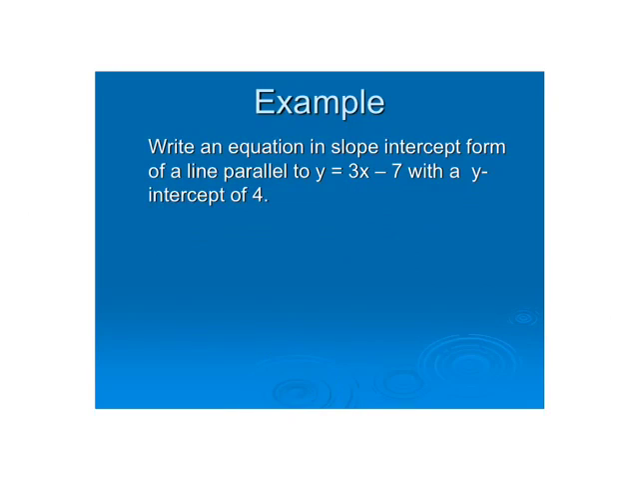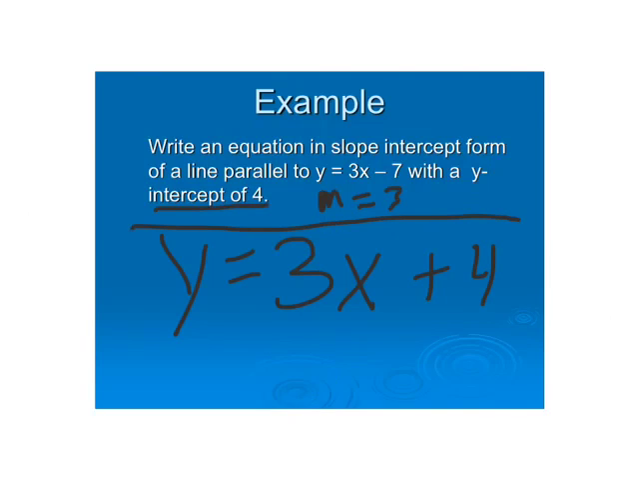Here's an example of a question that may come up on a test or on a homework assignment from this section. This example says, write an equation in slope-intercept form of a line that is parallel to y equals 3x minus 7, and it needs to have a y-intercept of 4. Well, if a line is parallel, that means it's going to have the same slope. So the slope of this line is 3. So the slope of my equation must also be 3. And then the directions say it must have a y-intercept of 4, so I'll go ahead and put a plus 4 on the end so that my equation has a y-intercept of 4. This is an example of a problem that you might see on a quiz or test from this section.